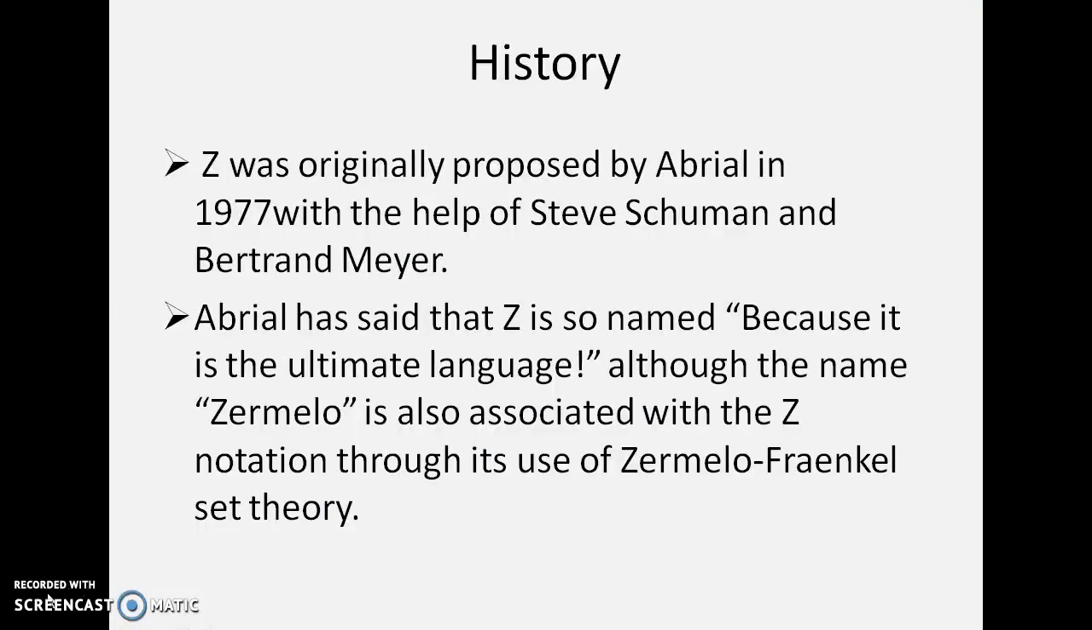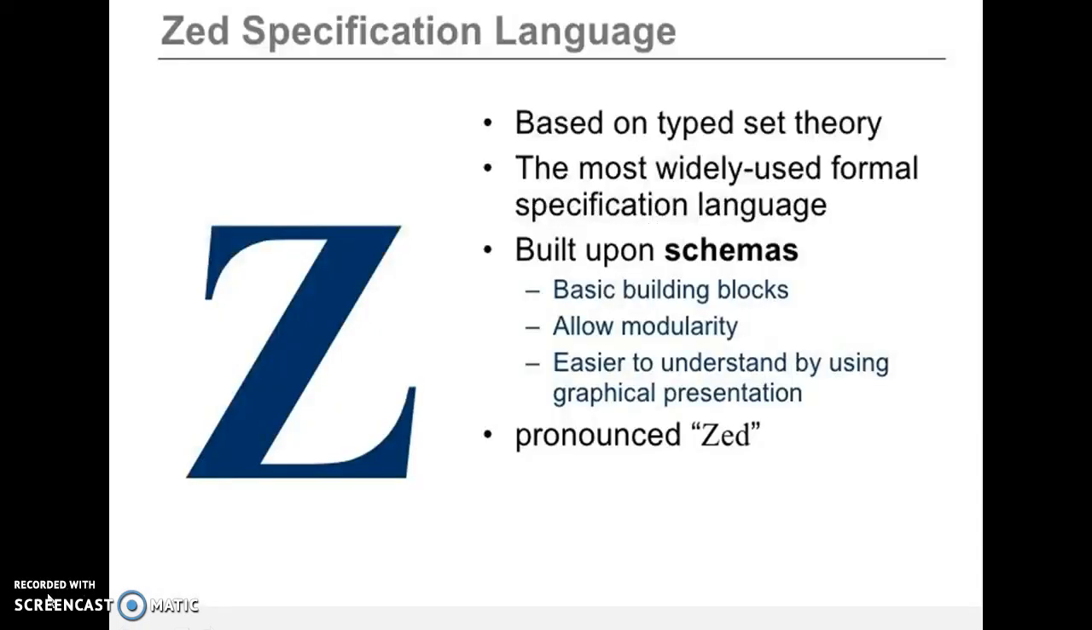The history of Z language: Z was originally developed by Abrial in 1977 with the help of Steve Schuman and Bertrand Meyer. Abrial has said that Z is so named because it is the ultimate language. Although the name Zermelo is associated with the Z notation through its use of Zermelo-Fraenkel set theory. Z specification language is based on typed set theory.